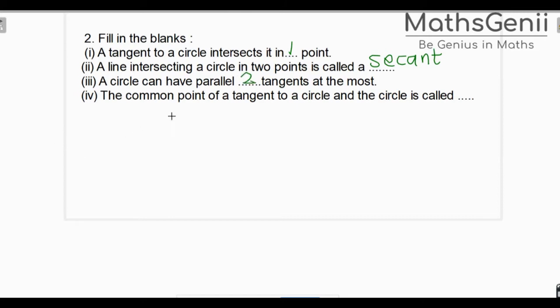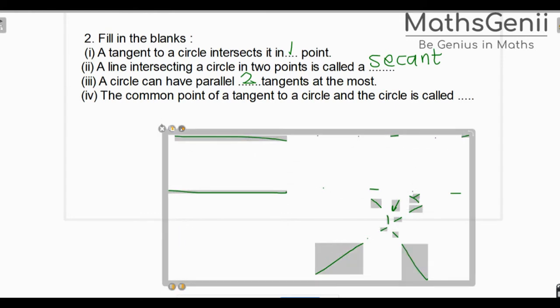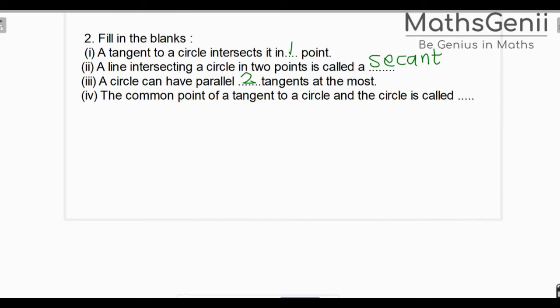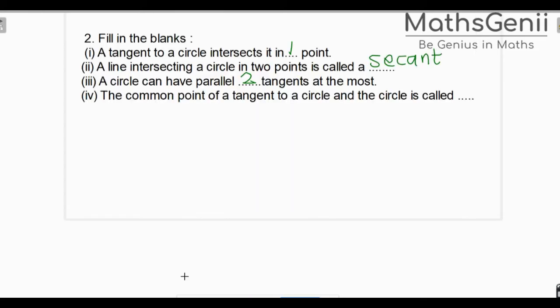Can I have more than two parallel? Parallel means it should not meet ever. I'm stretching this, it should not meet ever. But if you look at this line, if I stretch this and if I stretch this, they are meeting, they are not parallel. Parallel lines never meet. Okay, pretty clear, pretty simple. The common point of a tangent to a circle, see, I have shown here, the common point of tangent and circle is called as point of contact.